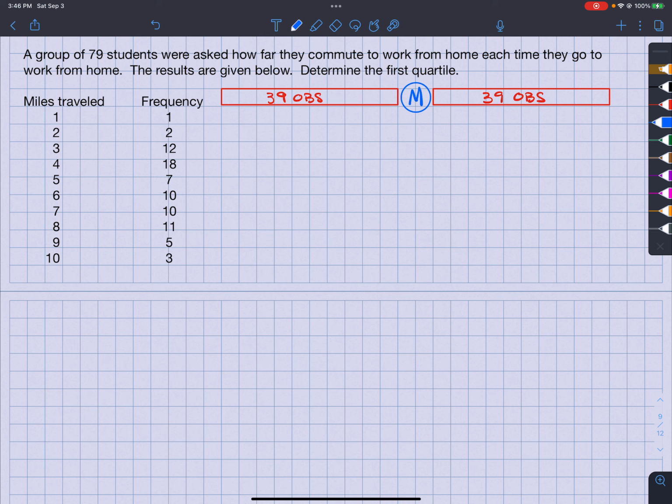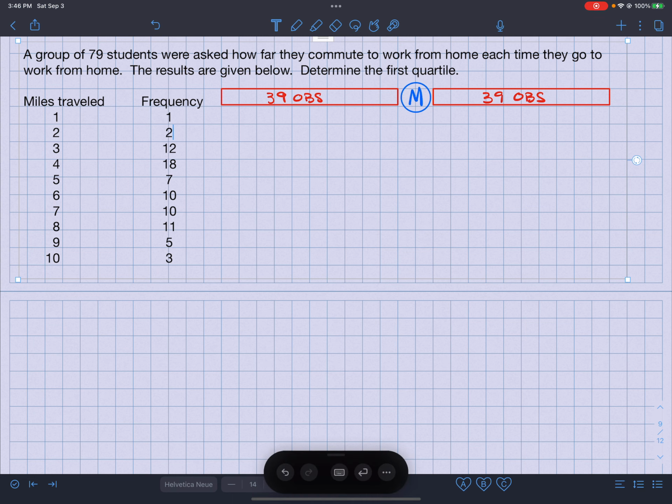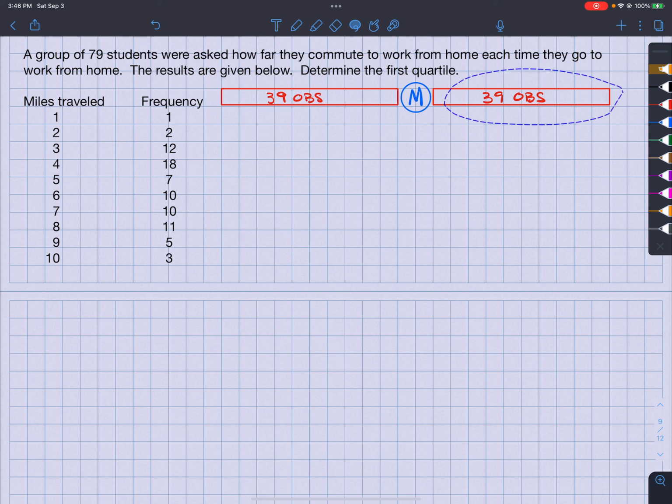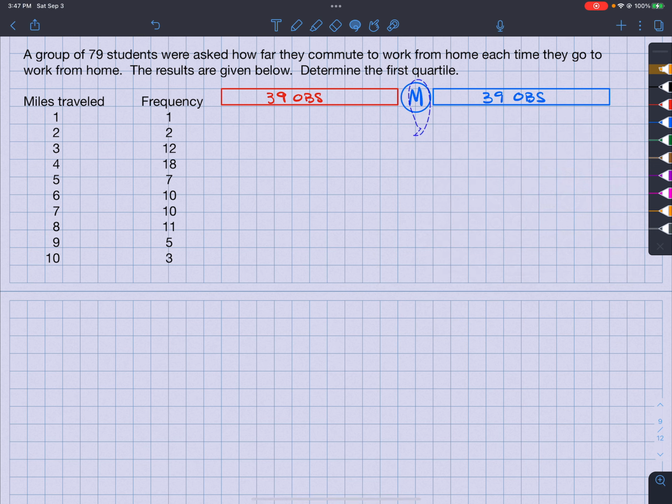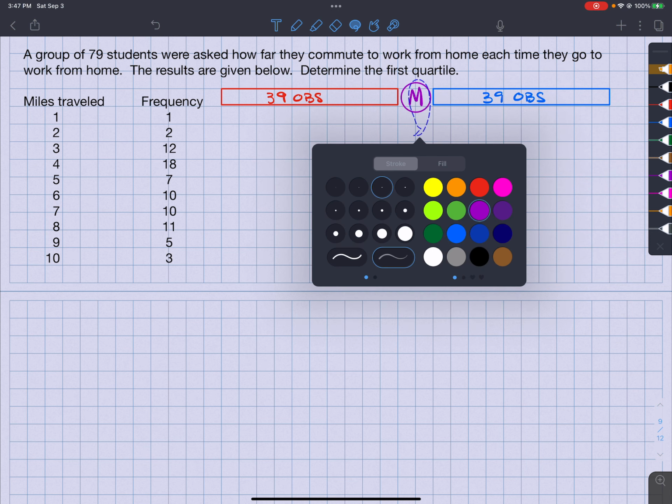Does that make sense? So again, 39 plus 39 is 78, plus the 1 median would be my 79. So once I find my median, I'm going to look at what is left over, and find the median of that. Actually, let me do it this way, this might be a better idea. Let me change this to blue, and then let me change this to purple because that's in between.